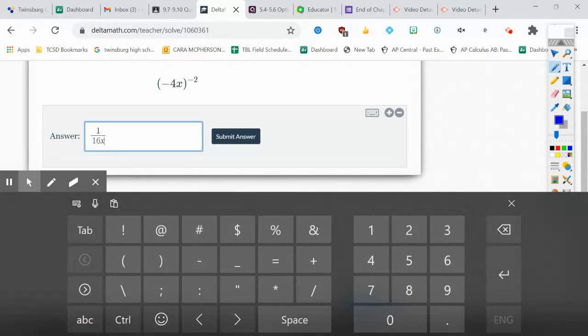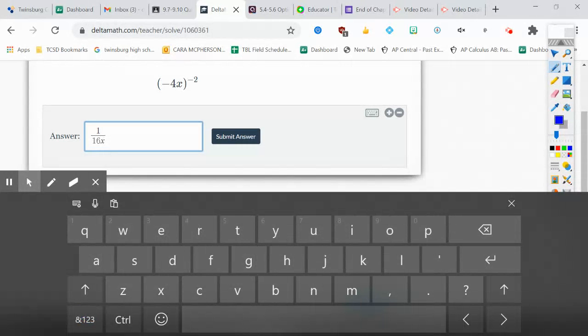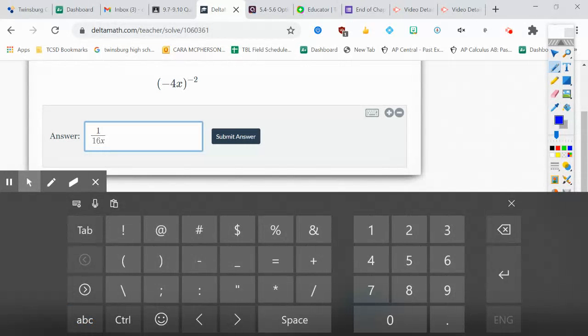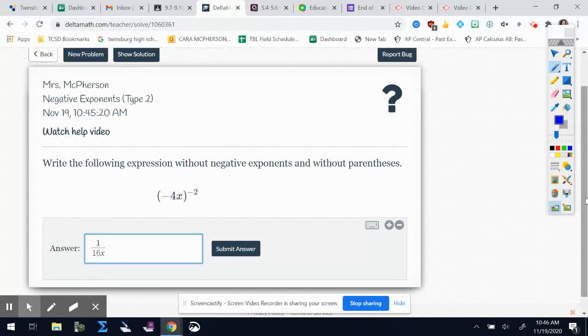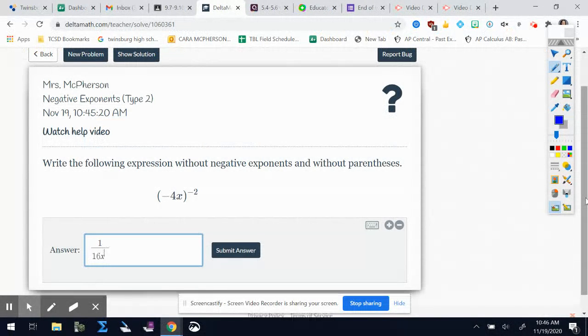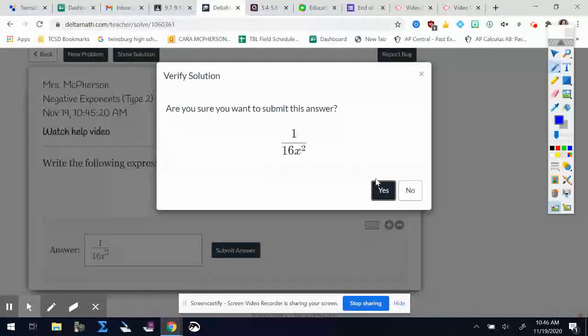It's always more challenging to do on this keyboard. I don't know where my second power is. X to the second power. Nope, that's not going to work. Where's my caret button? I do not know how to do it on this screen. So, yeah, that's going to be much easier. X to the second power. There we go. Try to flip my keyboard a little bit.